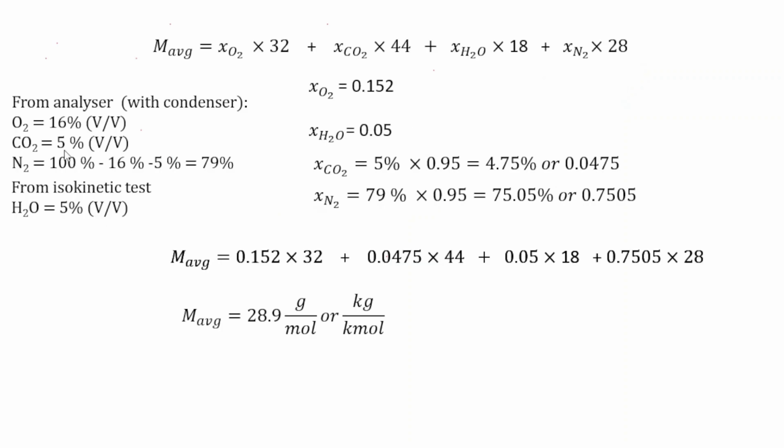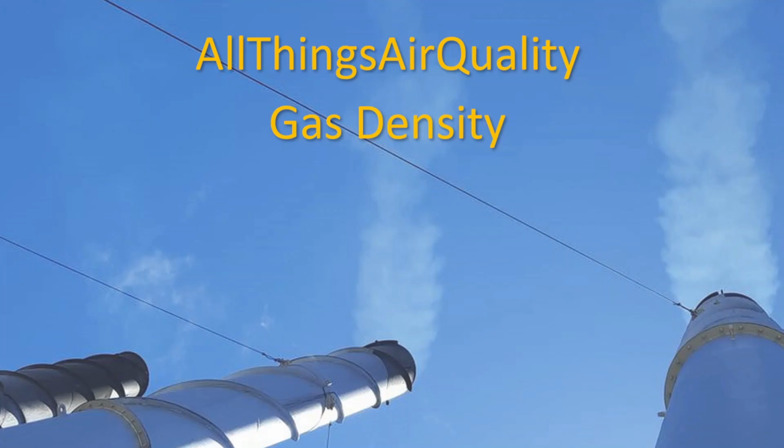This is for gas. We used our gas analyzer and we measured oxygen 16% and CO2 5%, dry basis, because our analyzer is fitted with a condenser. From there we determined that the balance of the dry gas must be 79% nitrogen. We knew from our isokinetic test that the water fraction or the moisture content of gas was 5%, and therefore this dry fraction of gas was only 95% of the gas. We therefore corrected our dry gas measurements to be fractions of our total gas. And there you have it.